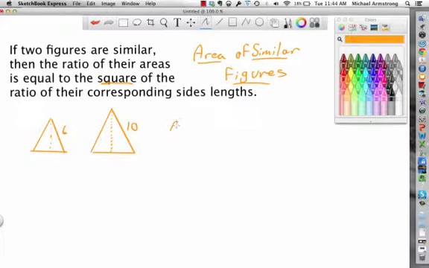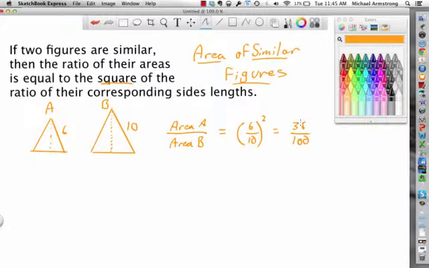The area, we'll call this A and this one B again. The area of A over the area of B is equal to the square of the ratio of their corresponding sides. So we have the ratio written down as 6 over 10, A over B, but we're going to square it. And that's going to look like 36, because 6 to the second power is 36, over 100, because 10 to the second power is 100.